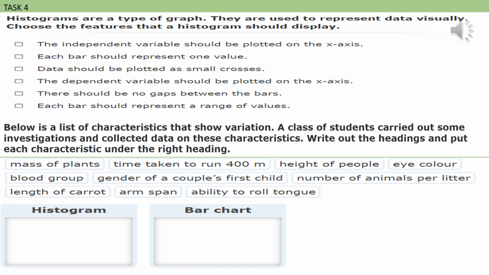Which one would you represent as histograms and which would you represent as a bar chart? Again, if you need to pause the video at any point so that you've got time to get this down, do so.